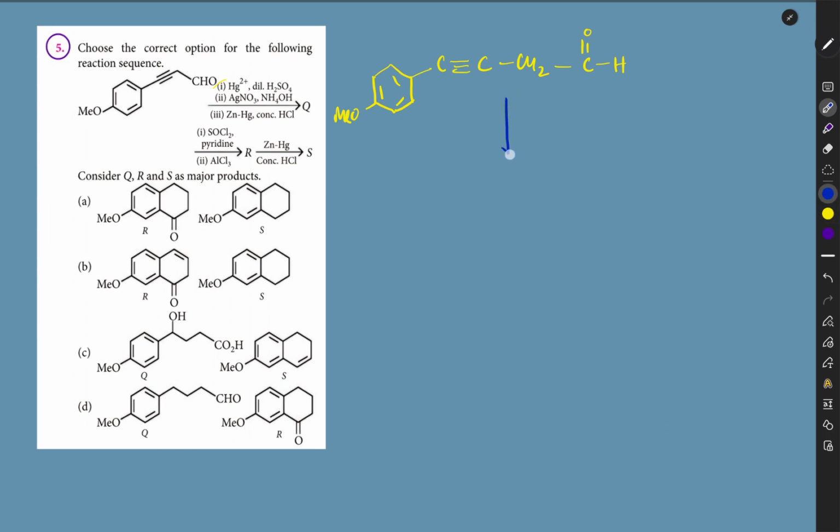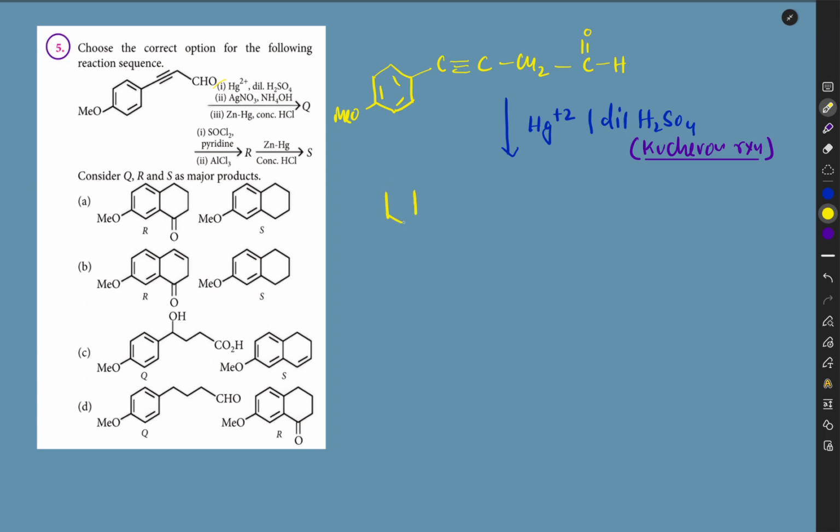So obviously it will undergo Kucherov reaction. So there is Hg+2 and then dilute H2SO4. So it will undergo hydration and Markovnikov's addition will take place. There is addition of a water molecule via Markovnikov rule. This reaction is called Kucherov reaction, which is nothing but addition of water, a kind of hydration reaction where water is added to the alkyne, getting converted into enol basically, which can get tautomerized to form the most stable keto or aldehydic form.